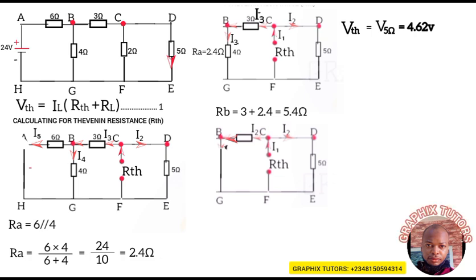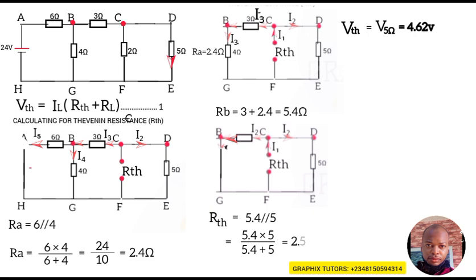So we'll now use our R_TH because that's what we're looking for, just like we use our R equivalent. So the R_TH, which is the R Thevenin, will now give us 5.4 parallel to what? 5, because they're in parallel. So which means 5.4 times 5 divided by 5.4 plus 5. And when you do that, you'll be having your value to be 2.59, which is approximately 2.60 ohms. Right? So this is what we have.